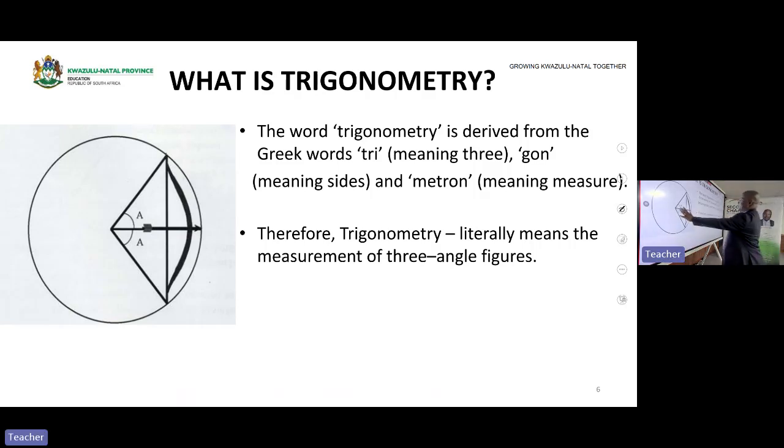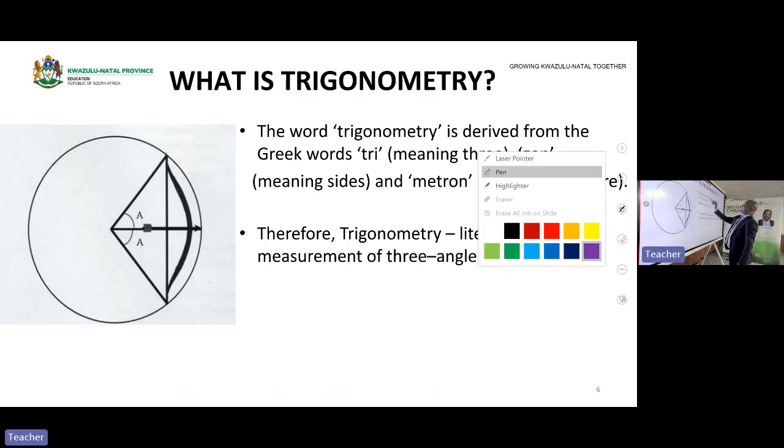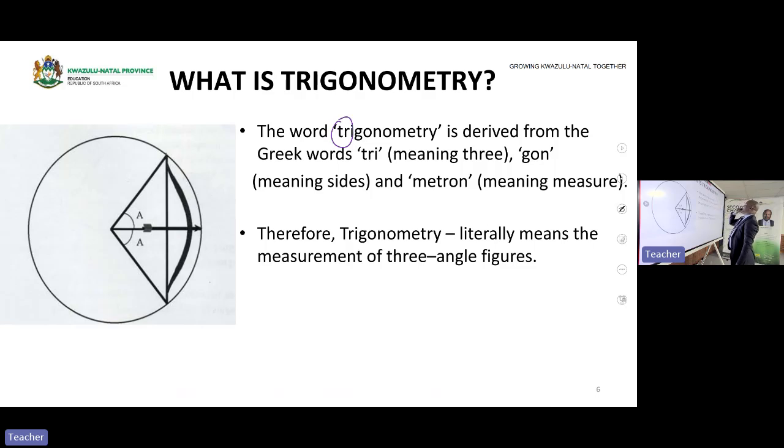As you can see in this diagram, there is an arrow here and there is a bow. How is this now integrated in our content? Very fascinating. What is trigonometry? Let me take you there. Trigonometry, try in your lab sciences, in your physics.